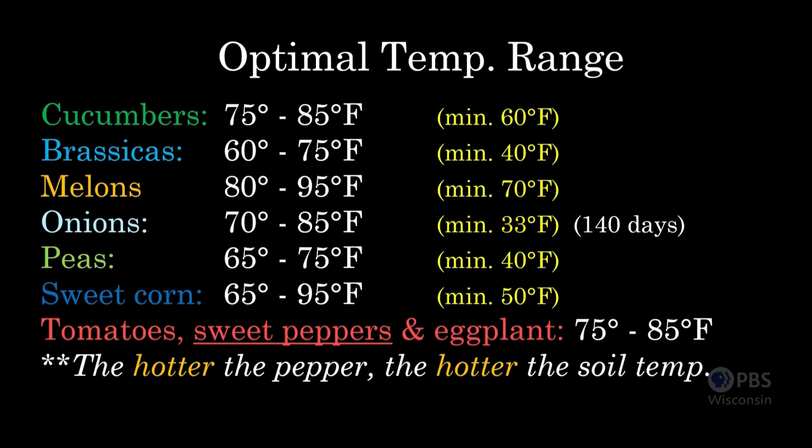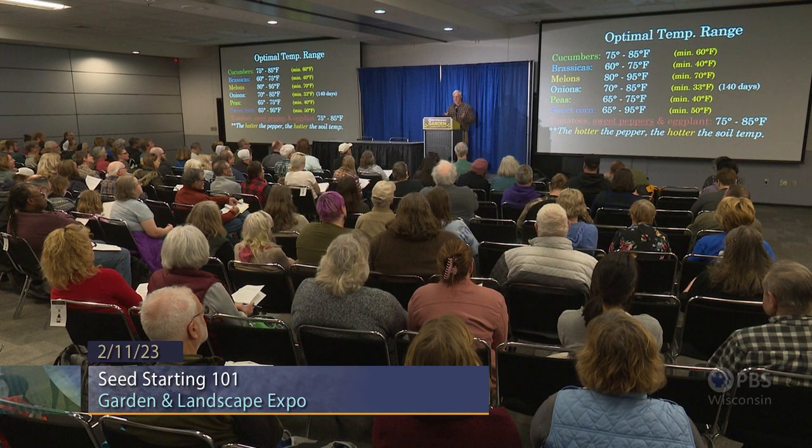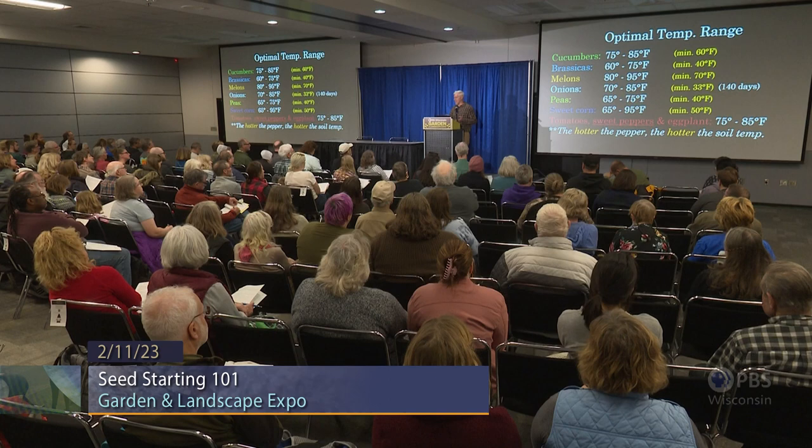Onions, I use onions a lot as an example. Onions will germinate in 33 degree soil. They really will. It takes 140 days to do that, though. Who wants to wait that long? Granted, if you sow it at 33 in March, by April the soil temperature will go up, right? So as the soil temperature goes up, it decreases the number of days that seed is going to sit in the soil.